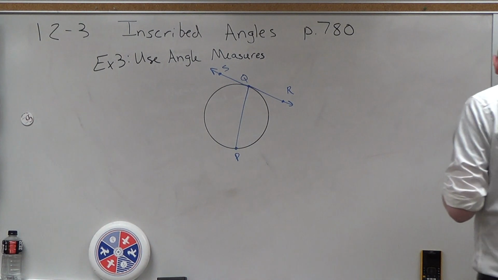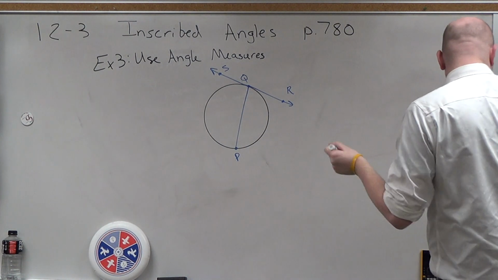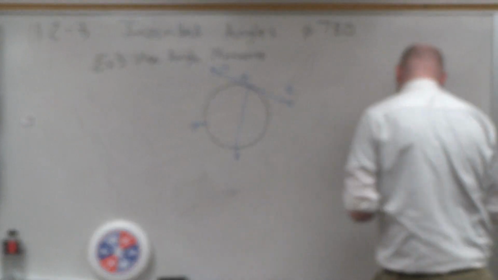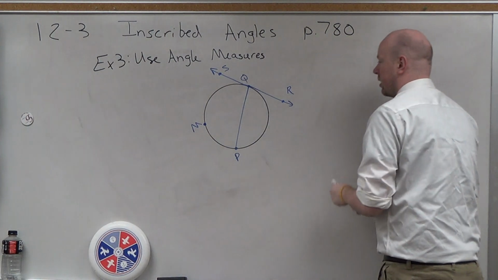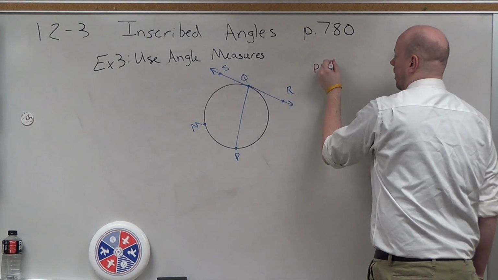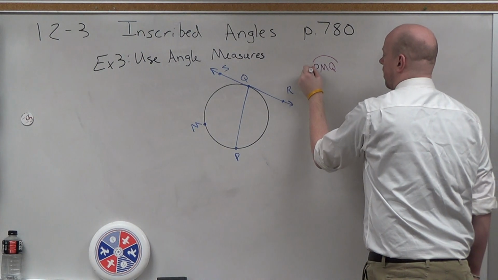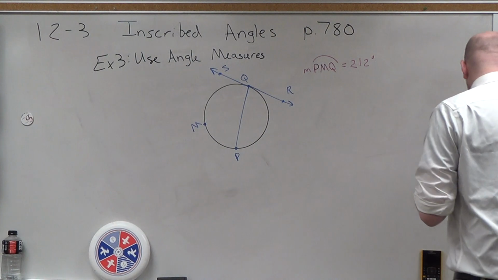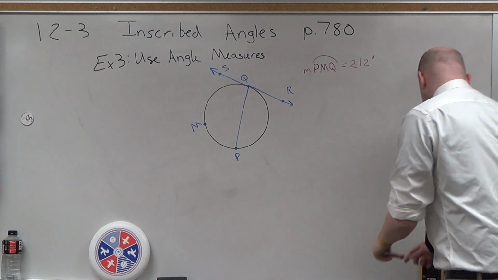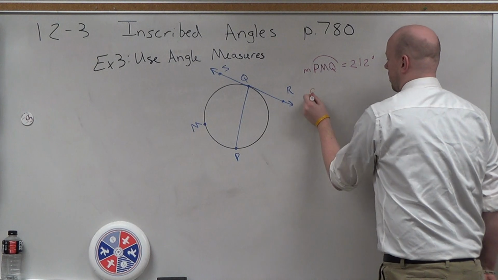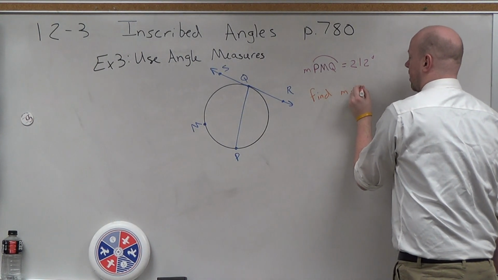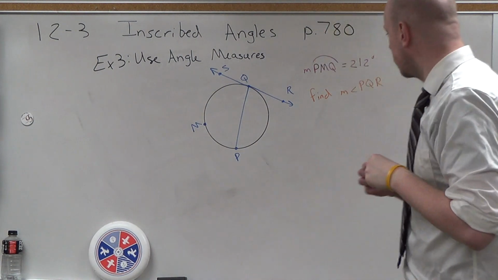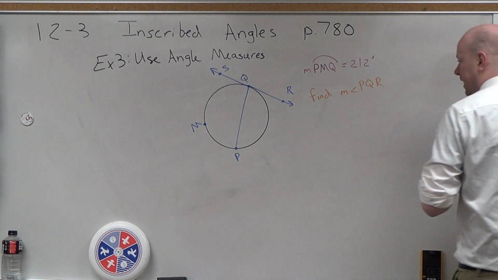And I will tell you that we need another point out here, let's call it M. I will tell you that the arc PMQ, the measure of that arc is 212. And we are going to find the measurement of angle PQR. So I'll give you a quick second there to jot that down and catch up.